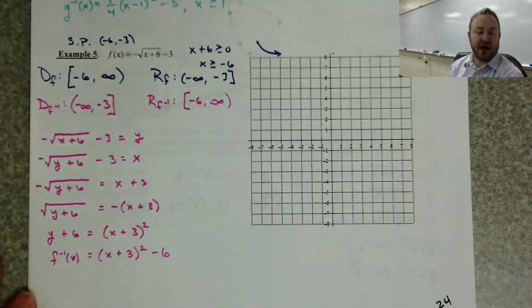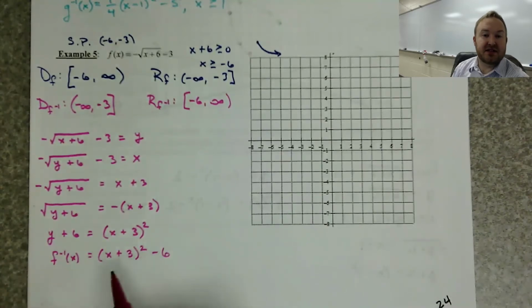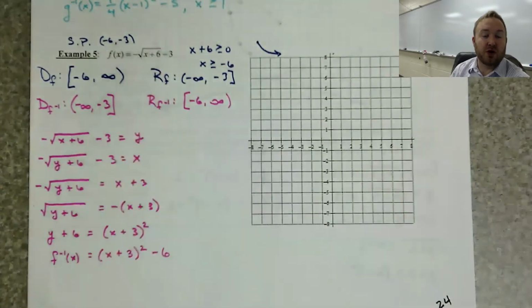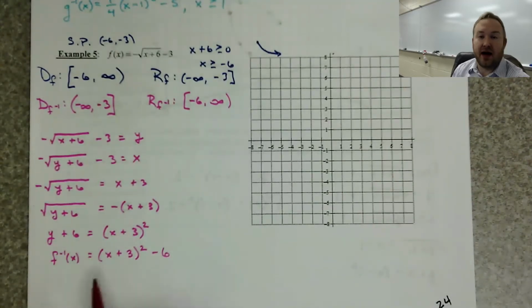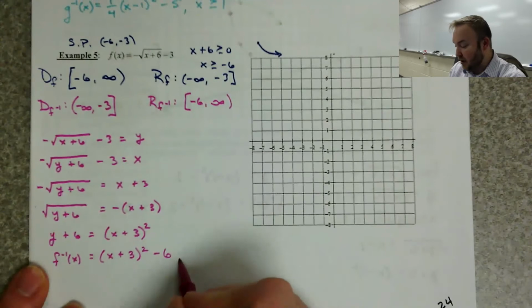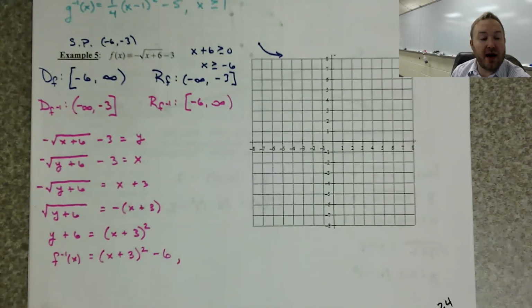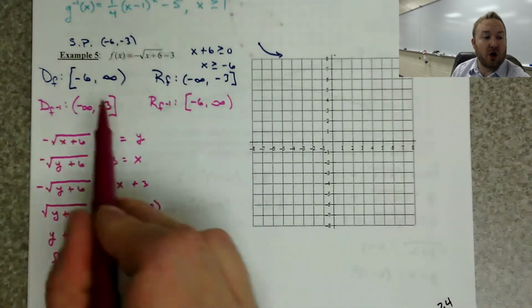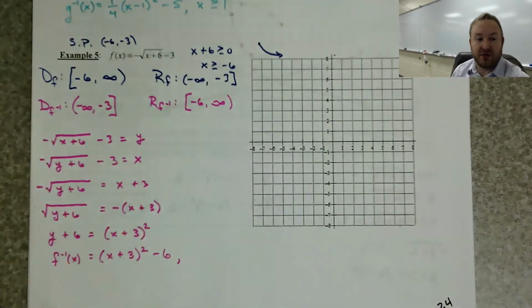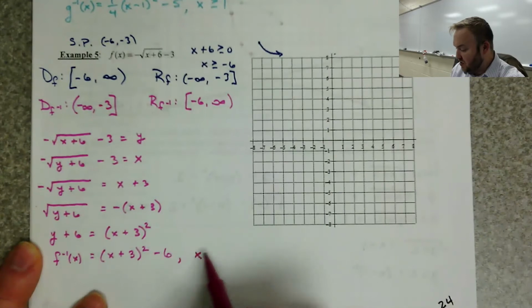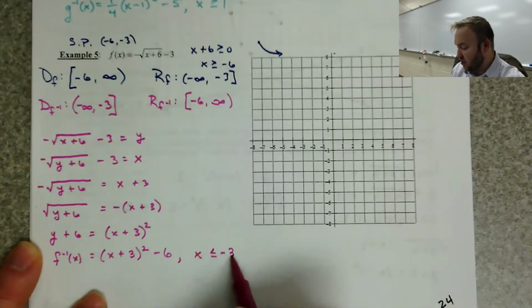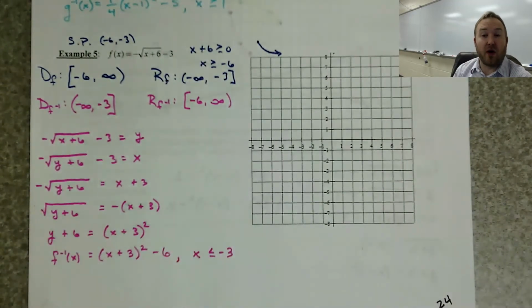Now remember that since this is the inverse of a square root function, it needs to be 1-to-1, and this is not 1-to-1 because it's a parabola. So we need to put our constraint on here. And the constraint, we already know what the domain is going to be for this inverse function, which is that x has to be less than or equal to -3. And so let's graph these things and kind of see how that plays out.